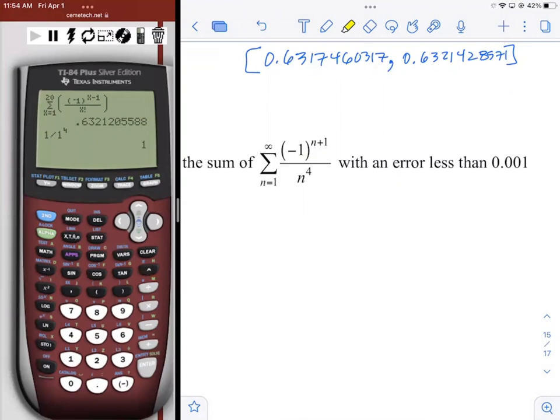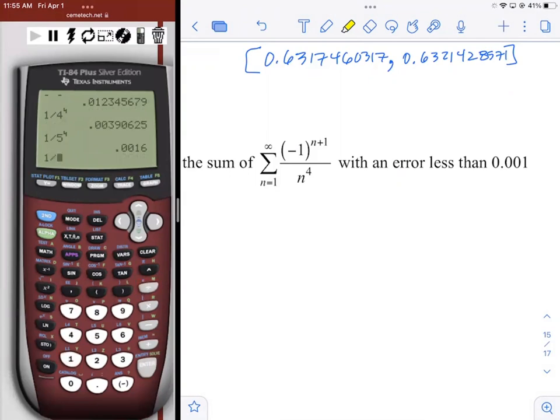What would the next term be? 1 divided by 2⁴. Is that less than 1/1000th? No, so that's not it. How about 1 divided by 3⁴? Is that less than? No, but we're getting there. 1 divided by 4⁴. Is that less than 1/1000th now? Still not. How about the next term, 1 divided by 5⁴? Still not less than 1/1000th.